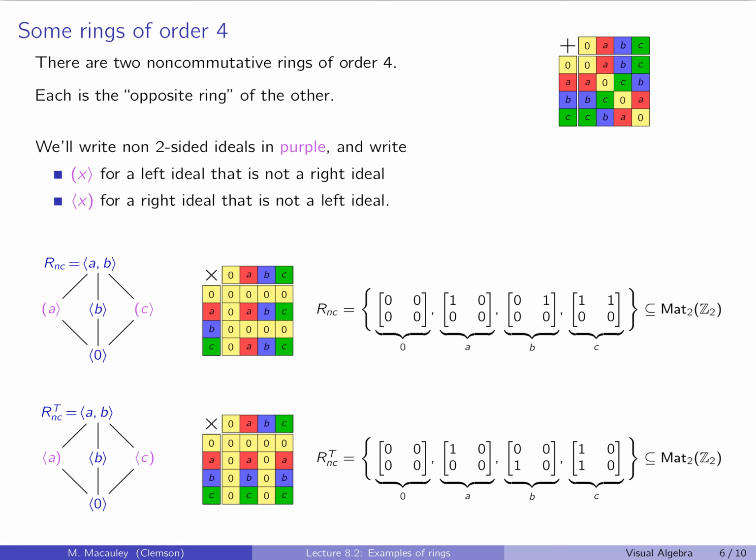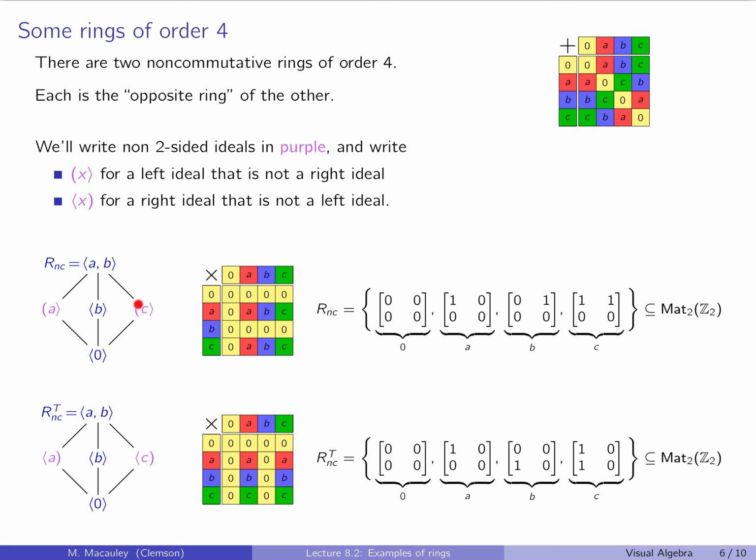So you can think of this ring here just as these four 2 by 2 matrices over Z2, and the opposite as the transposes of them. And you can check that the subgroup generated by B is an ideal because B times anything is 0, and then anything times B is either 0 or B.